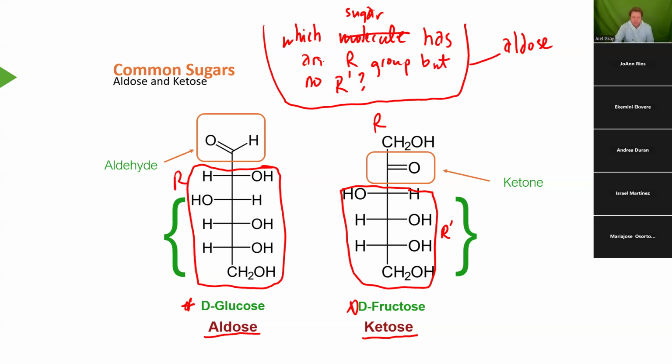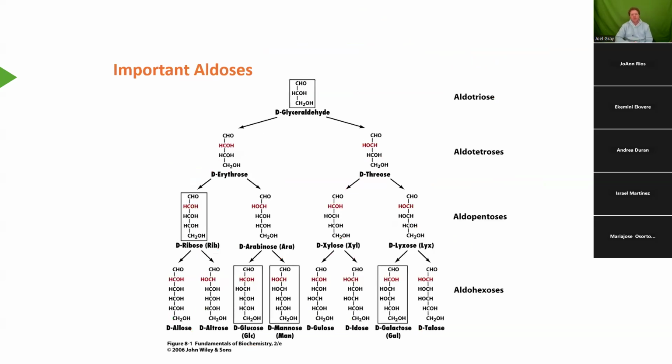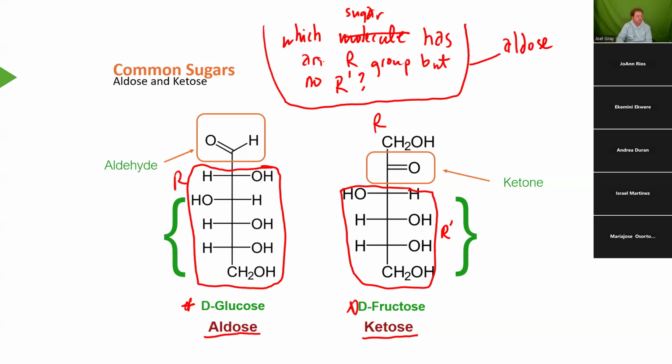Okay. Now, like I said, I want you to know the structure of glucose. And this next slide, what I want you to see is how many different aldohexoses there are. These are all of the different ones. Okay. So we use R group.